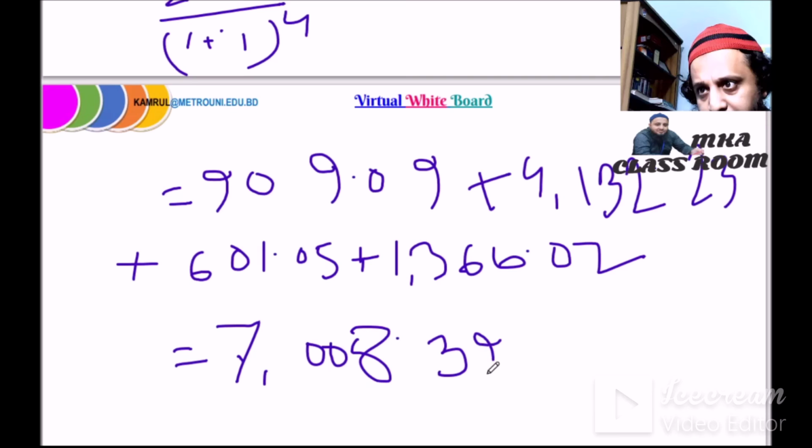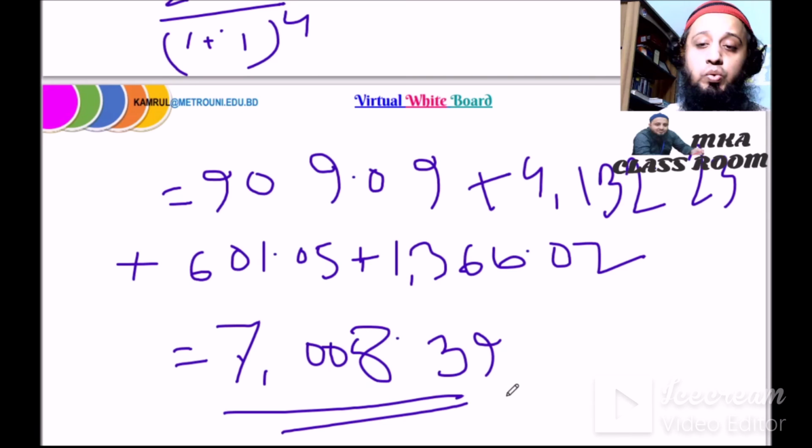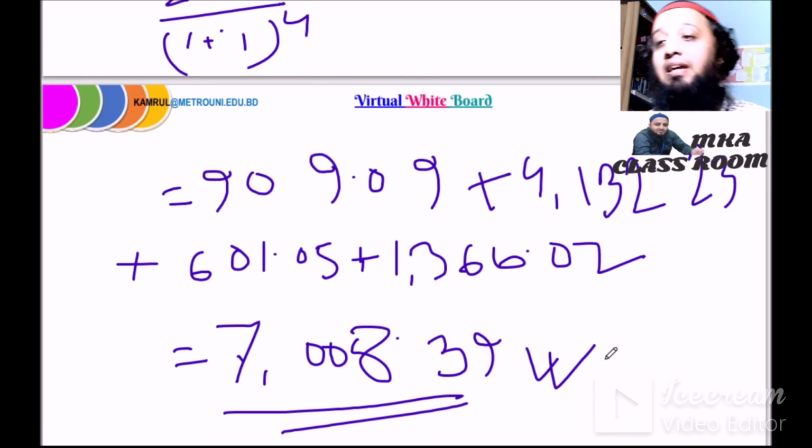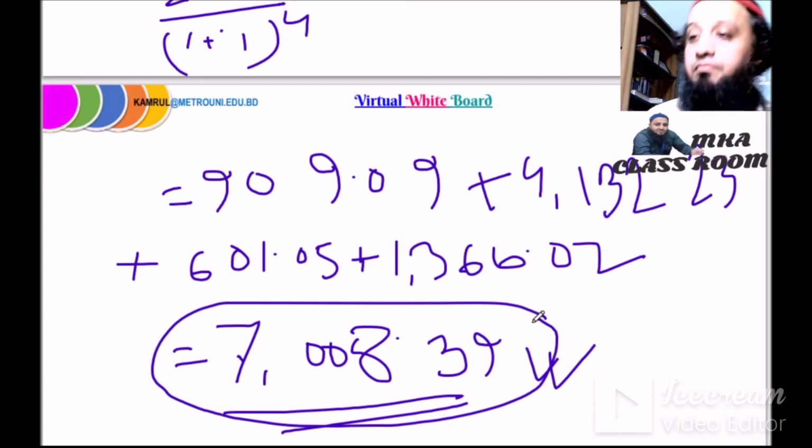So if you wish to receive this opportunity, that means if you want to get 1000 after 1 year, 5000 in the second year, 800 in the third year, and 2000 in the fourth year, then you have to invest today 7008.39 taka to receive that opportunity.